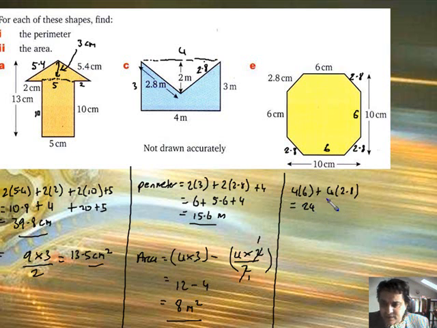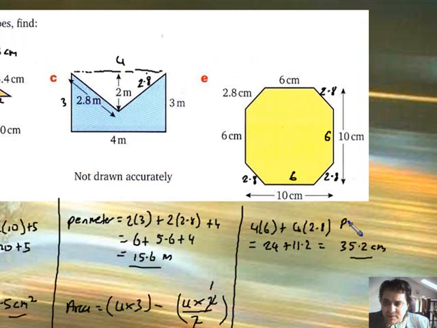Now that's 4 lots of 2.8, forget that. 4 times 2.8, there I go, 11.2. Altogether, I make that 35.2 centimetres, and that's the perimeter.